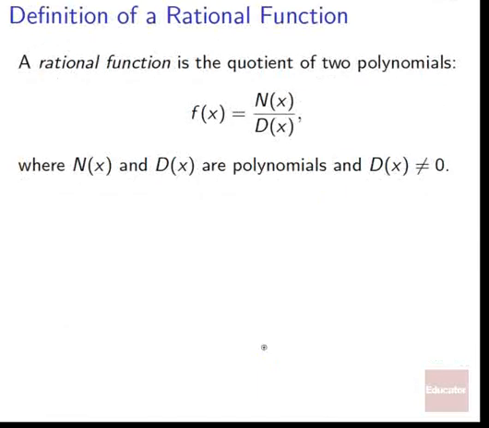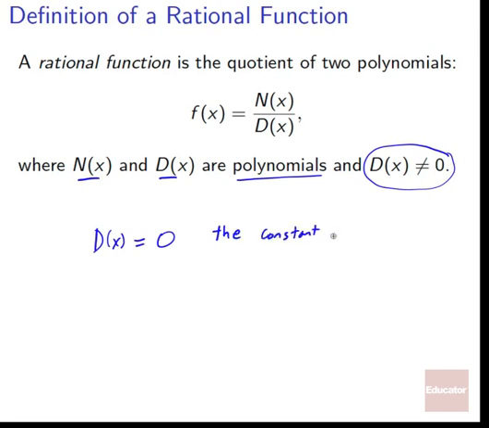All right. First, let's define a rational function. A rational function is the quotient of 2 polynomials. So f of x is a rational function. It's equal to n of x divided by d of x, where n of x and d of x are both polynomials, and d of x is not equal to 0. And by not equal to 0, I mean that d of x isn't 0 all the time forever. So d of x equals 0, the constant function, just 0 all the time forever, that is not allowed.